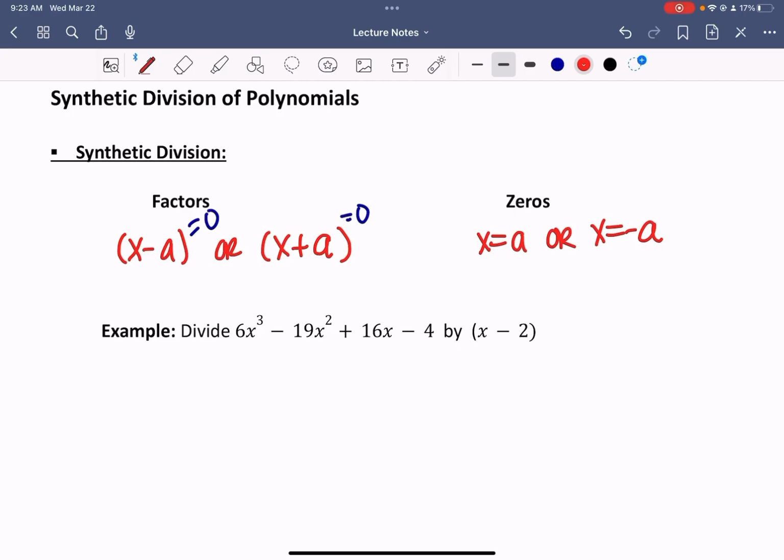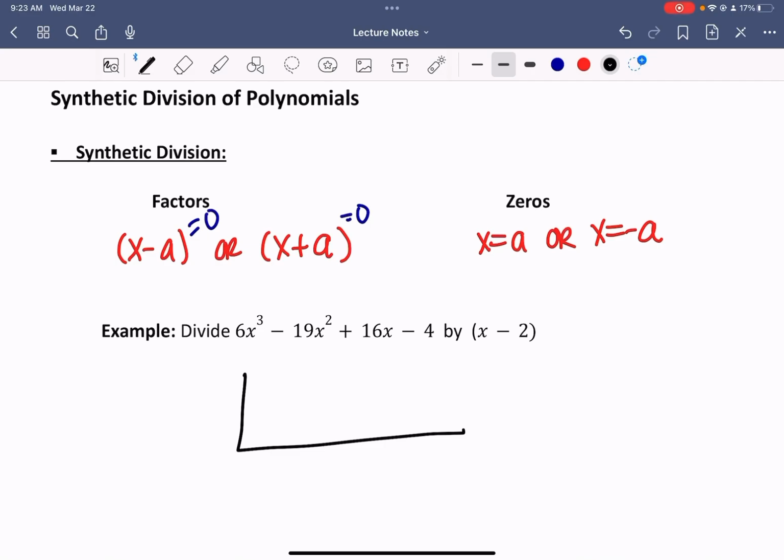We'll go pretty slow with the first couple of examples, and then you'll see that we're going to speed up as we go. So the first thing that you do in synthetic division, and really, you're going to love this process, is take your division bar. Typically we have it like this. We're going to flip it upside down.